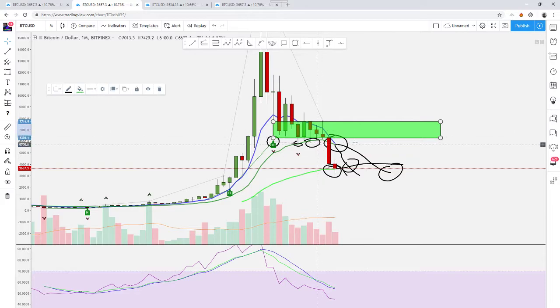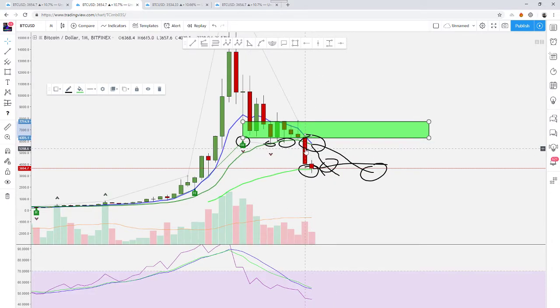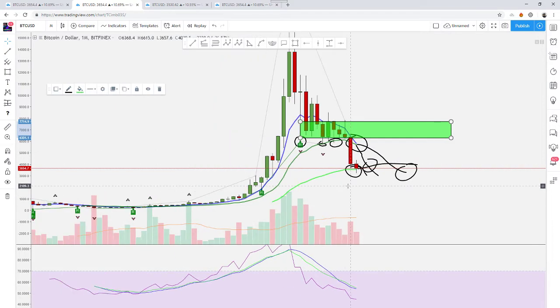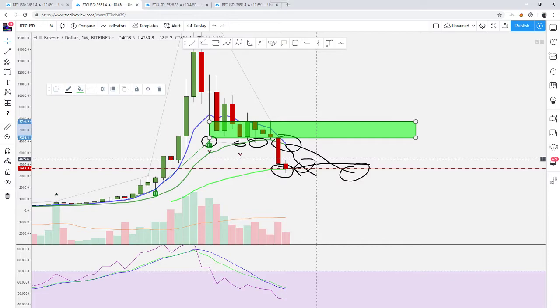But the problem with the chart is I don't think we're going to recover. I don't see a recovery soon. And again, my buy price is already set, and they are not even in the range of 1,000s, but I'm not going to go over that right now. But that's all I have for you today.